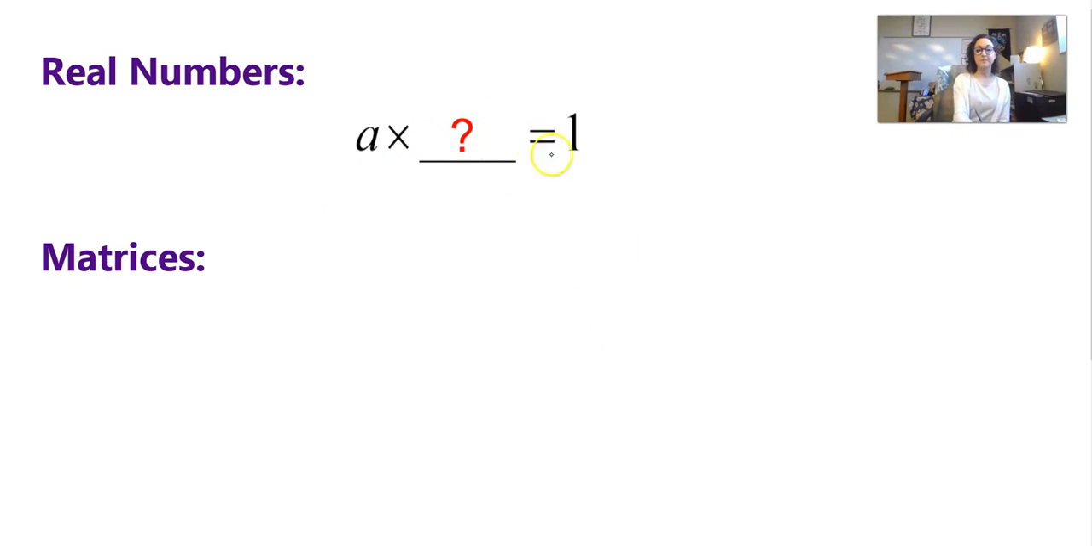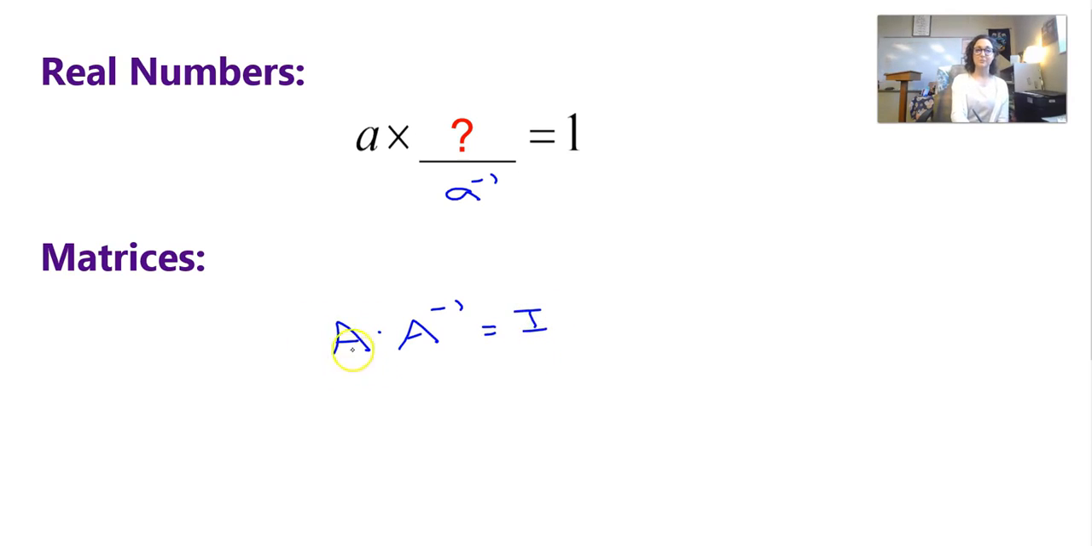Let's think about going the other way with real numbers. A times what is equal to 1? Well, A times 1 over A, right? Also known as A to the negative 1, the reciprocal. Or maybe we could say the inverse of A, okay? Matrices have a similar property where we take matrix A times what's called the inverse of matrix A, and what is 1 like? The identity matrix.